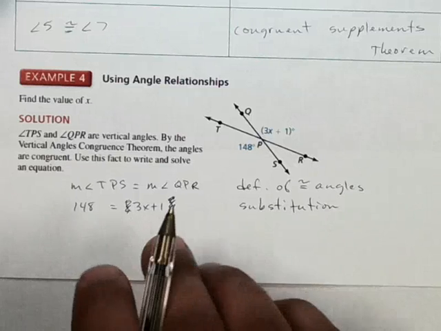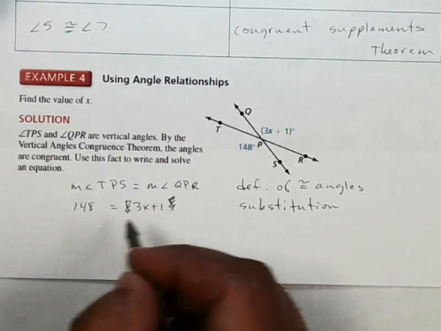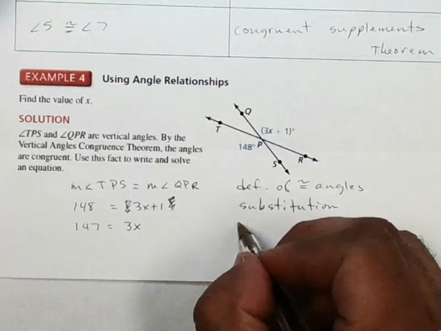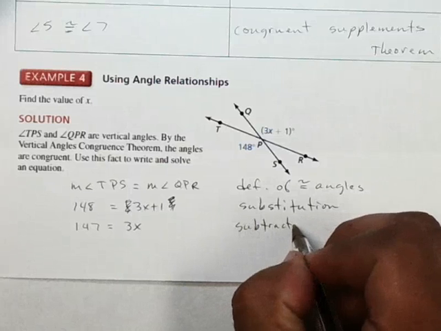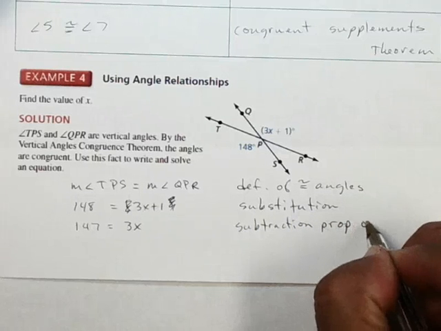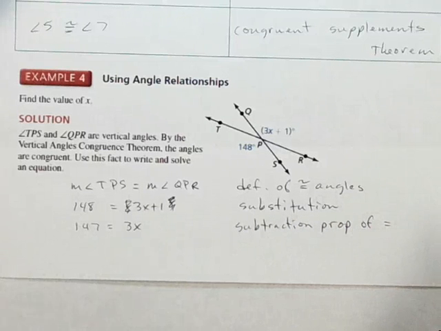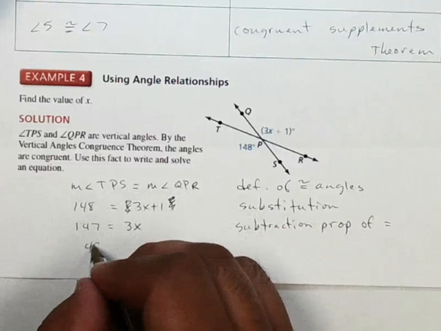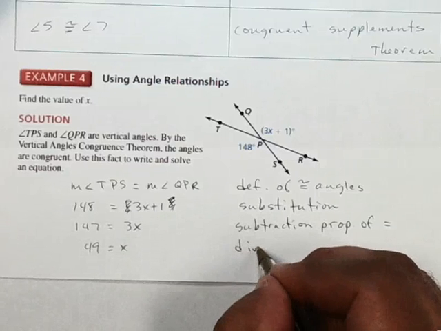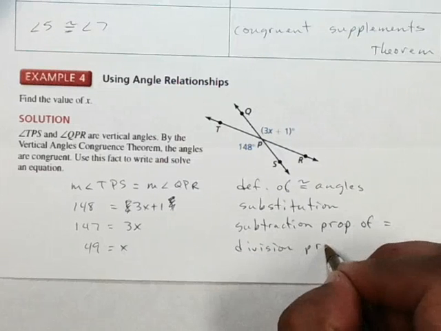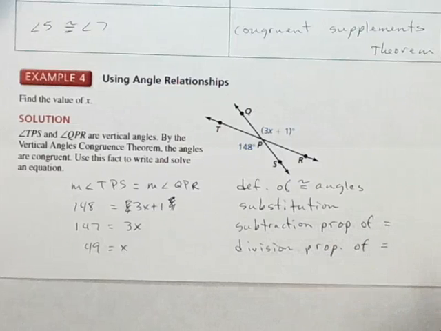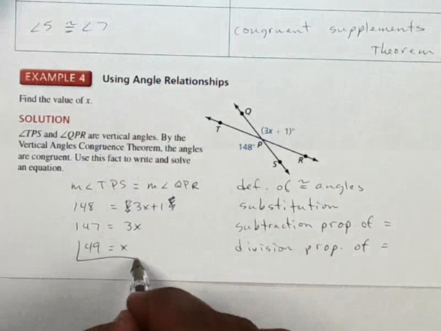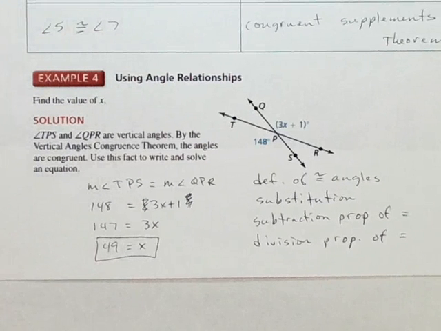All right, and then I need to get the x by itself, so I would need to subtract 1 from both sides. That ends up giving me 147 is equal to 3x, and that would be my subtraction property of equality. Then I would divide by 3. So 147 divided by 3 gives me 49. And that would be the division property, again, of equality. And that's what it asks for, find the value of x. So that would be my proof statement, I guess, if you want to look at it as a proof.